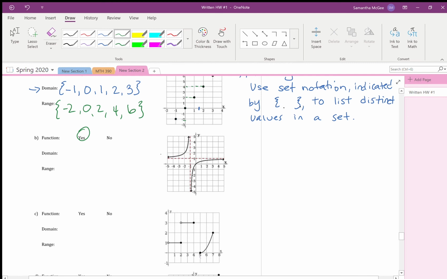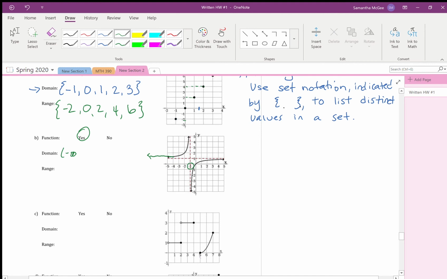The domain, right, our graph goes on forever. So we could plug in -100, right? We could plug in -200. Doesn't matter, it's going to go on. So we're going to start at -infinity. And then we can see that we don't really have issues until we get to -1.